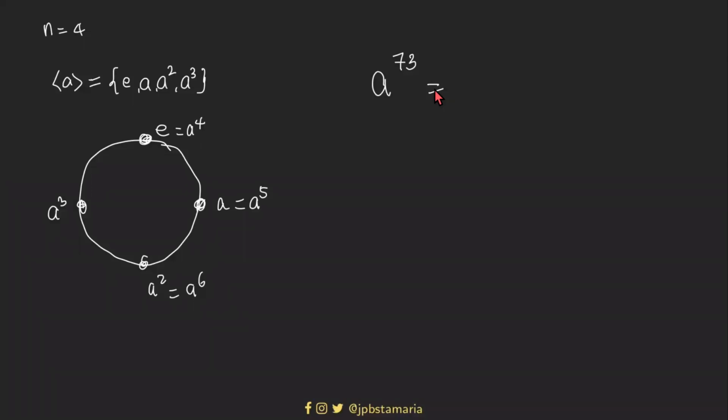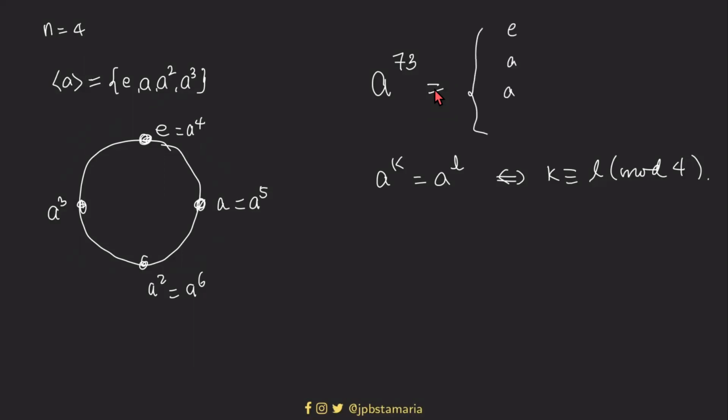Remember, in this case, ang a to the k is equal to a to the l if and only if k is congruent to l modulo 4. O sige. Alin dito sa apat na to equal si a to the 73? Saan siya equal? Dito ba? Dito, dito, dito. Okay, may mga sumagot. Sabi nila kay a daw. Bakit kay a? Anong naging basis ninyo?